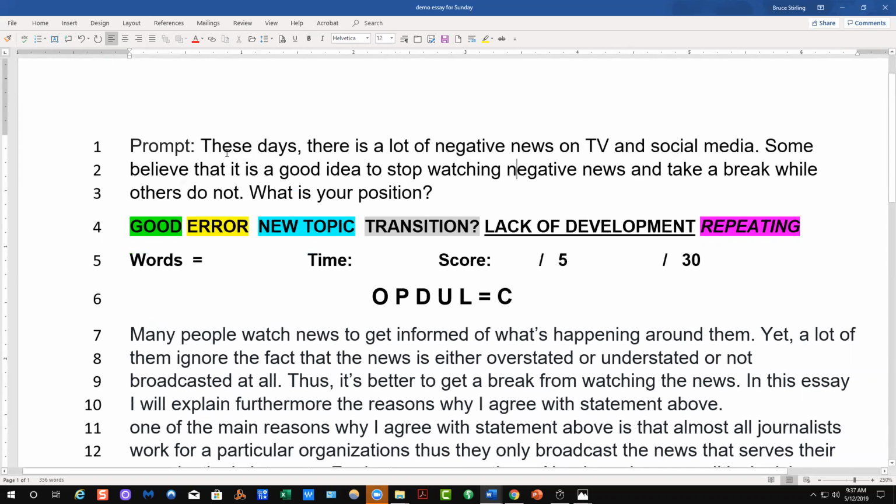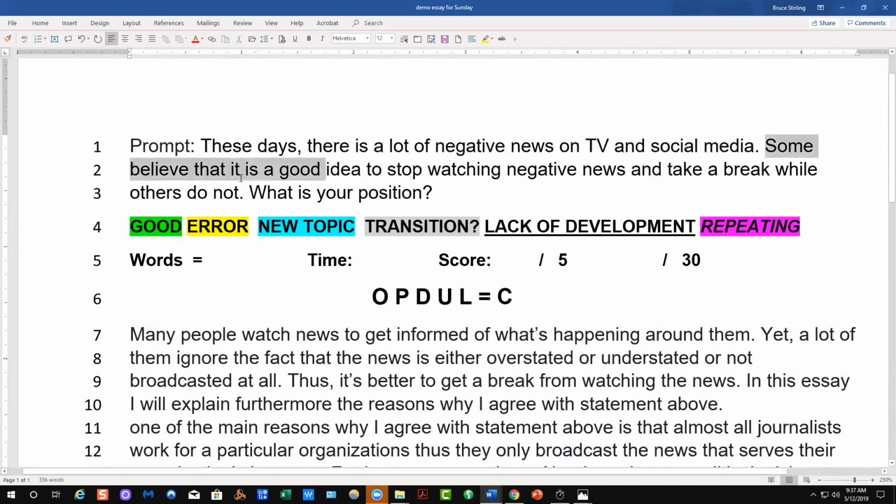So negative news. Okay, so notice, there is the topic. The very first sentence introduces the main topic, right? Negative news, that's the main topic. Negative news on TV and social media, however you want to get your news. So it doesn't really matter here. News is everywhere, right?